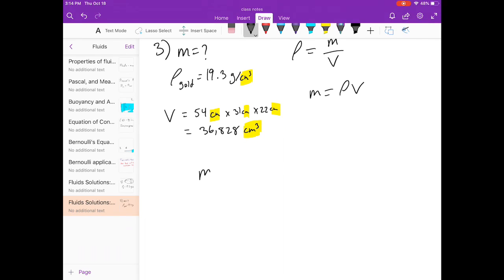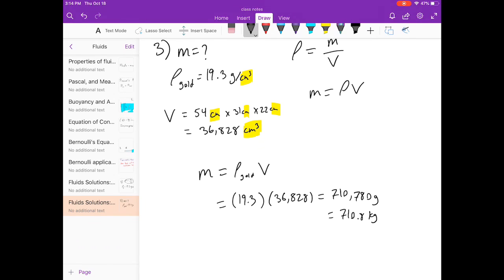Now we want to find the mass. Mass is equal to density of gold times our volume, which is just equal to 19.3 multiplied by the 36,828, which is equal to 710,780 grams, or 710.8 kilograms. Now you may get slightly different numbers depending on how you round, but as long as it's around that quantity, you're all set.